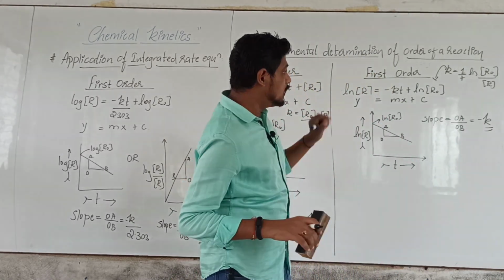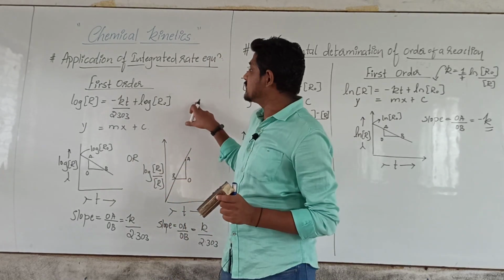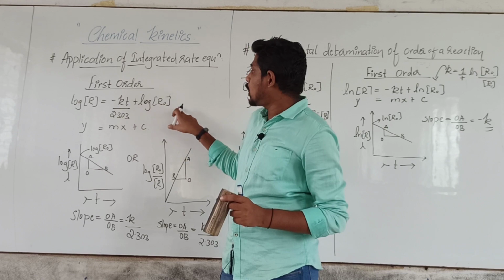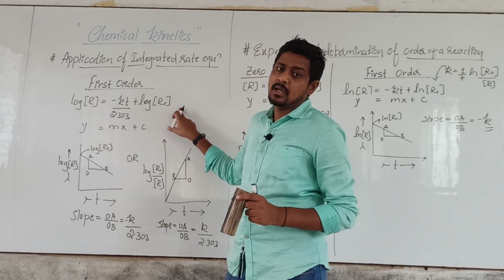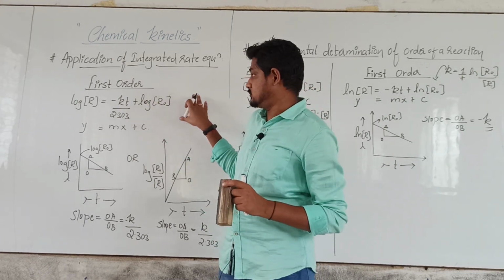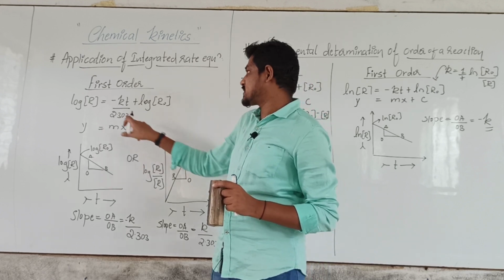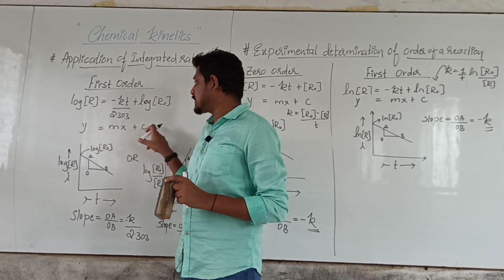Now the first order reaction can also be written in this way: log of r is equal to minus kt by 2.303 plus log of r naught. When ln is converted into logarithm to the base of 10, we get an equation like this. So this equation is also like y is equal to mx plus c.